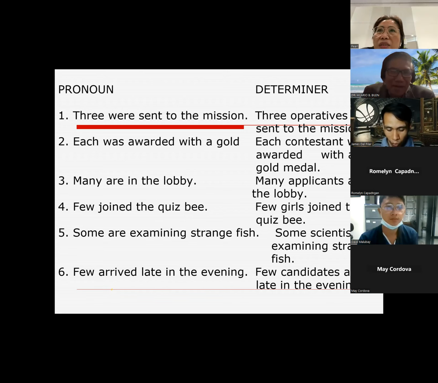Tama ba? Yes, ma'am. Only Korean, sir. Go ahead, ma'am. Kasi po baliktad po yung address nila eh. Nauuna yung city than yung other address natin. Ganon po sila. Yes, ma'am.